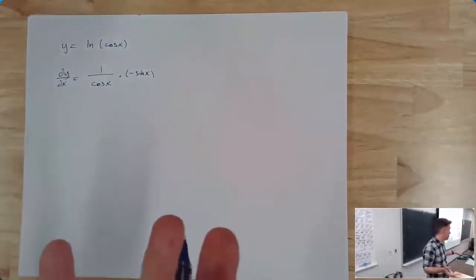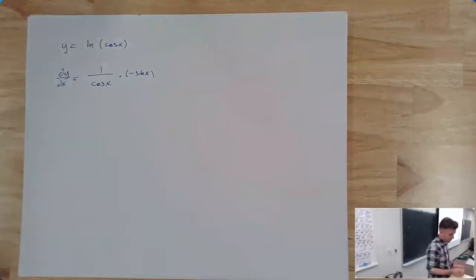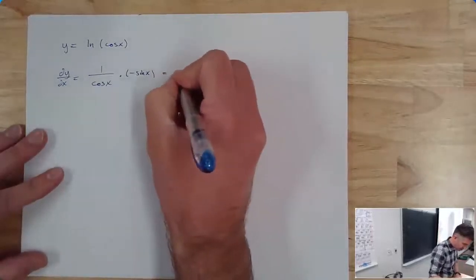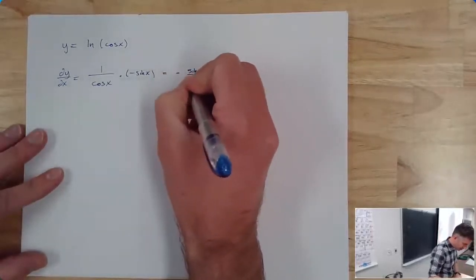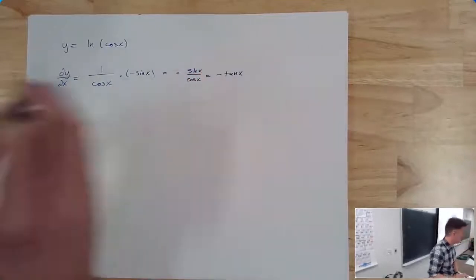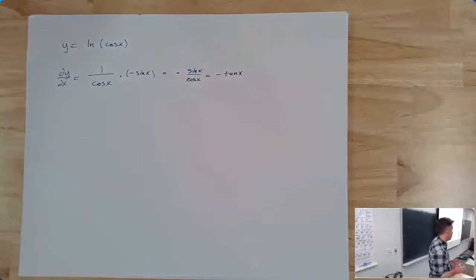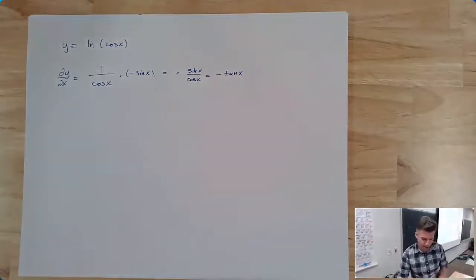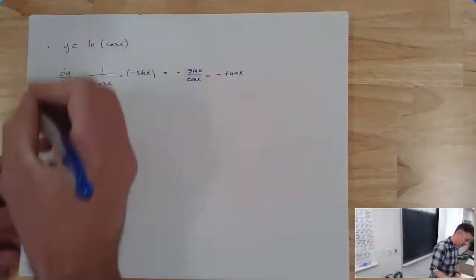And that's it. We can simplify this. We should simplify it. I wouldn't always say that, but this one specifically simplifies to just negative tangent of x, which is kind of cool. Nice to see that that's the derivative of the natural log of cosine x. If we start getting more complicated, well, in fact, let's do one more before we get more complicated.